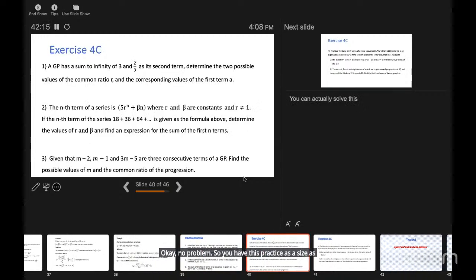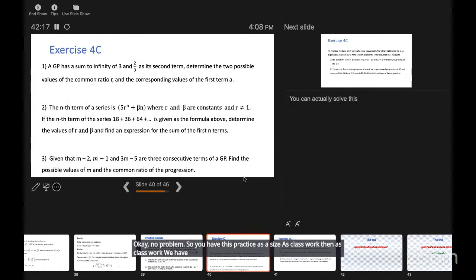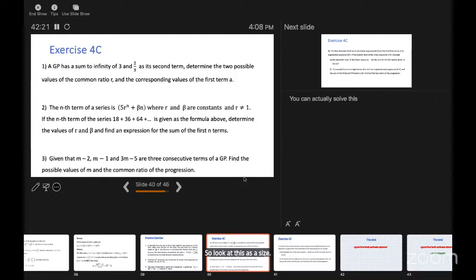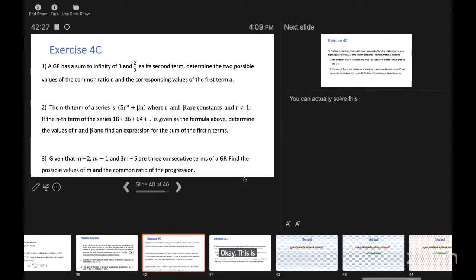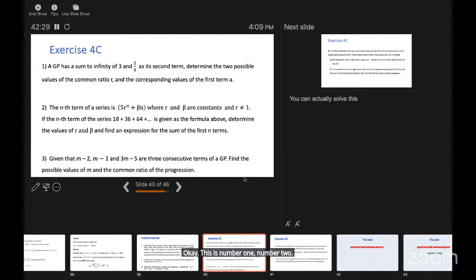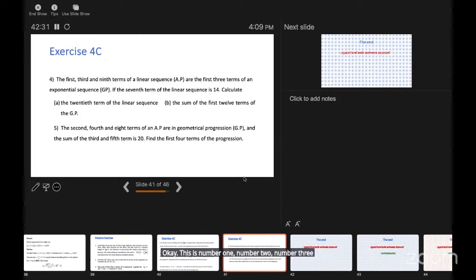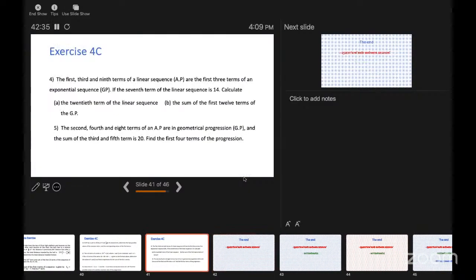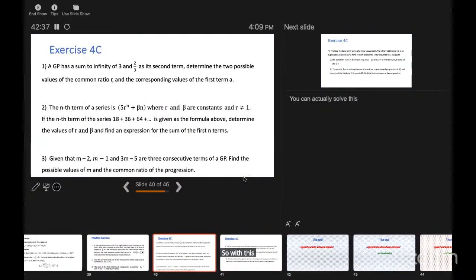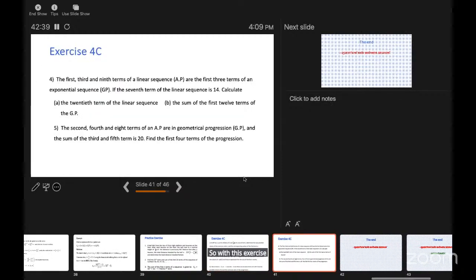So you have this practice exercise as classwork. Then we have this as an exercise. So look at this exercise. This is number 1, number 2, number 3, number 4, number 5. With this exercise, we are coming gradually to the end of the lecture.